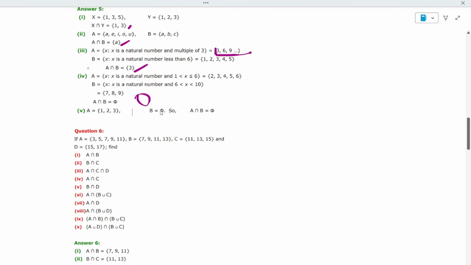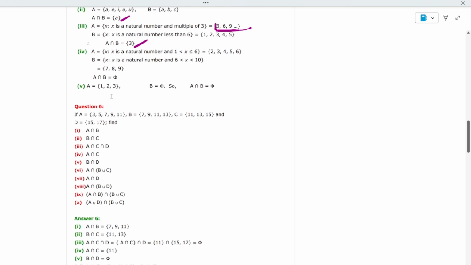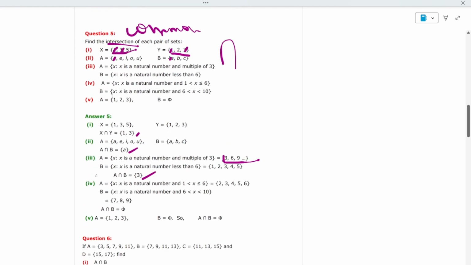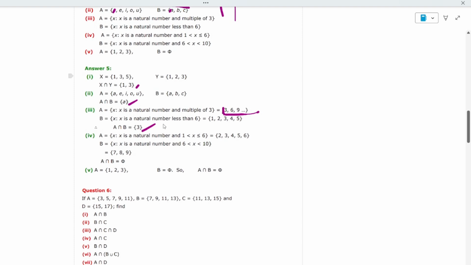Next is 1, 2, 3 and b is equal to null. Null means if you do intersection, here null is not present. So this is null itself.